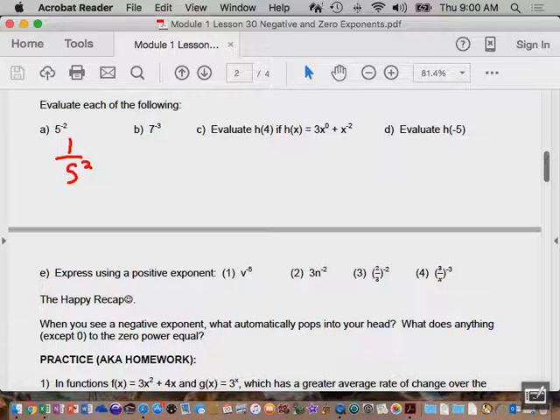All right, so 1 over 5 squared. What is 5 squared, everybody? 25. So the answer is 1 over 25.